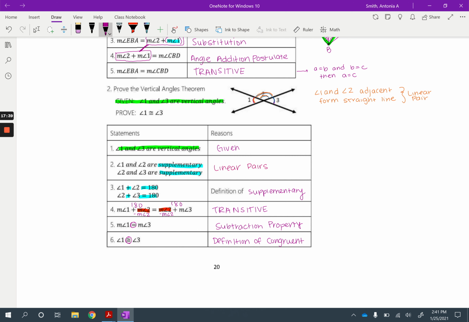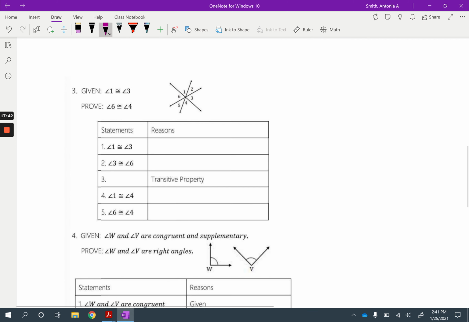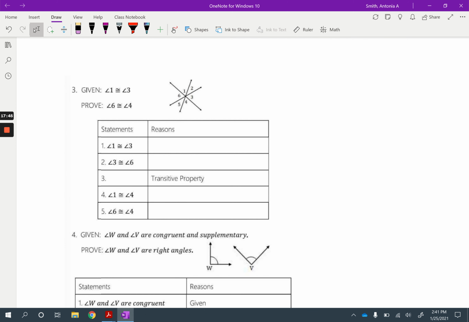We've proved 2 geometric proofs. Let's keep going. We have 2 more. Number 3. We are given that angle 1 is congruent to angle 3. In that picture, here's angle 1, congruent to angle 3 over here. We want to prove that angle 6 is congruent to angle 4.